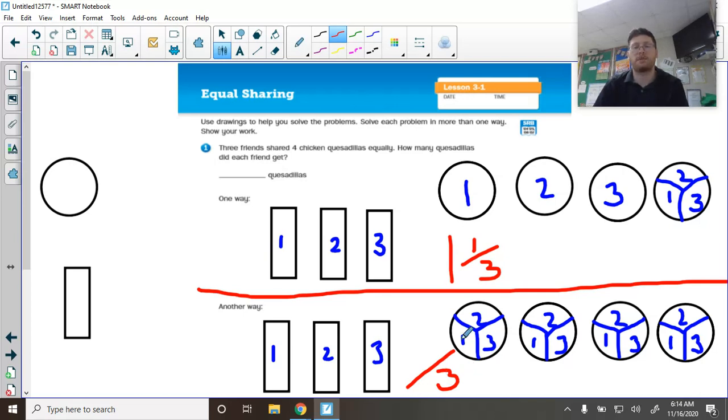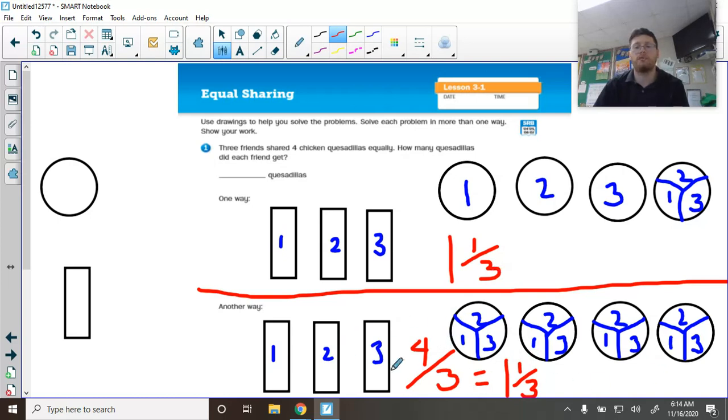Well, let's see how many each person gets. 1, 2, 3, 4. Each person is going to get 4 out of 3. Well, I can't really have an improper fraction, which that is. So how many groups of 3 can I make? 1 whole group. How many are left? 1 out of 3 pieces, because 3 plus 1 is 4. All right, so 1 1/3.